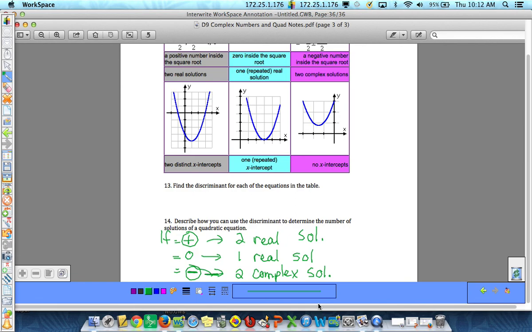And that's it. Your assignment is to go on and do the complex number and quadratic formula day 2 assignment on the next page of your packet.